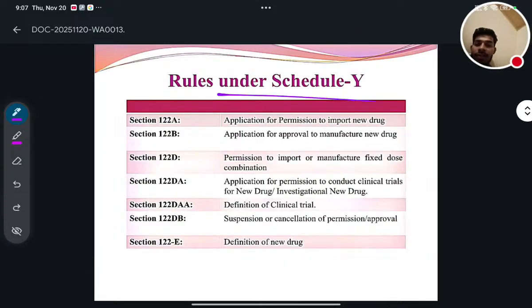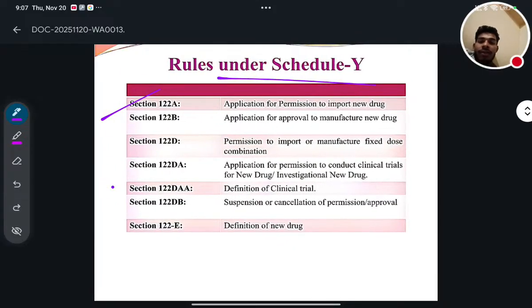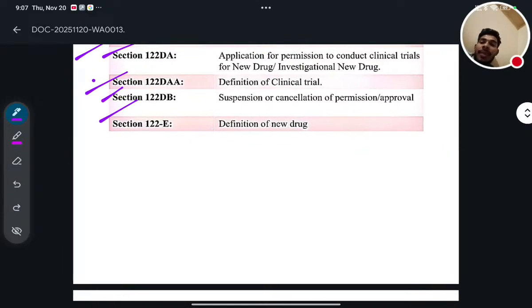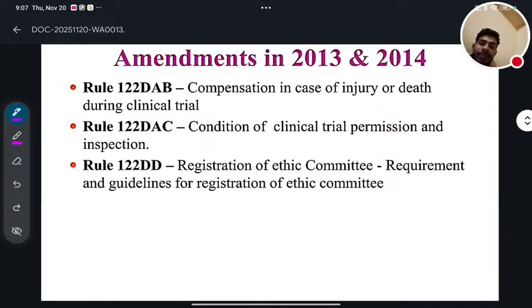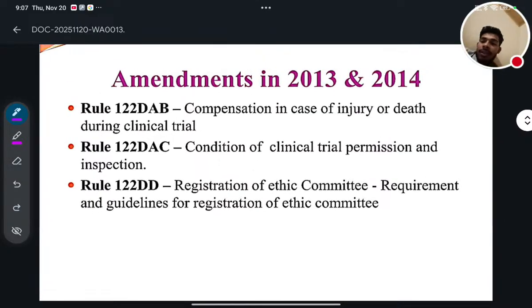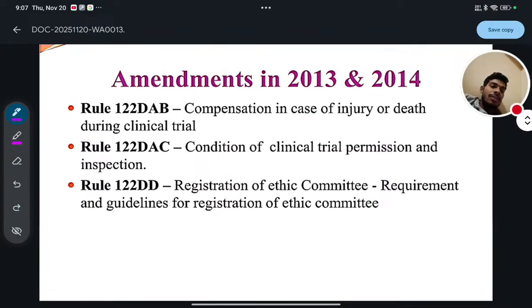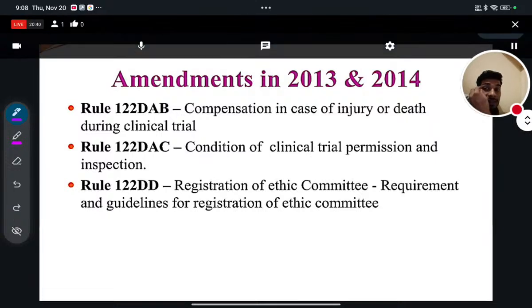Schedule Y means clinical trial. I prepared a PDF mainly for explaining Schedule Y. I'll tell you later. This is different. So this was all about schedules, the trick to remember schedules. Okay, thank you.